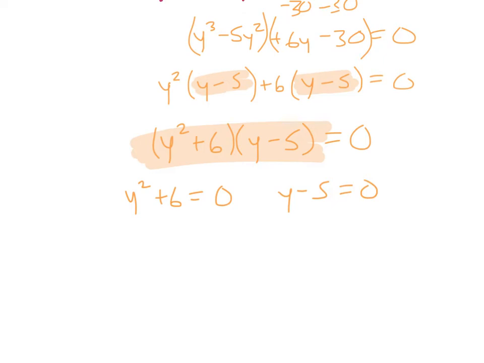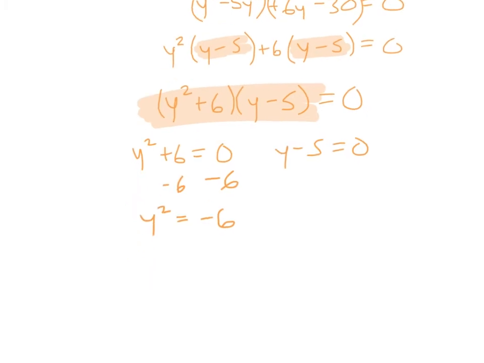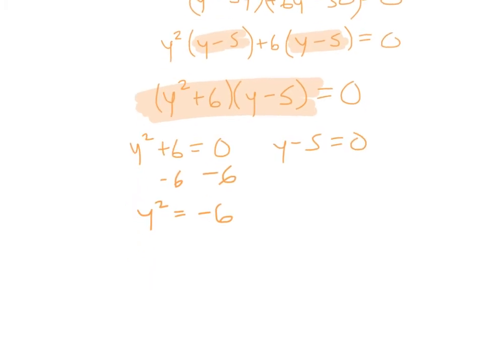So the first one, how would we solve this? You subtract 6. Subtract 6, so y squared is equal to negative 6. What do we do next? You square root both sides. So we get y is equal to what? Plus or minus i square root 6. Awesome. Plus or minus i square root 6. Because we had that negative under the square root, we took it out as an i.